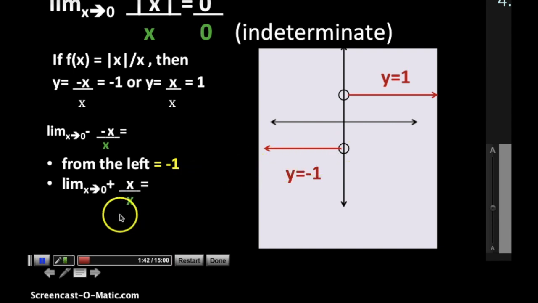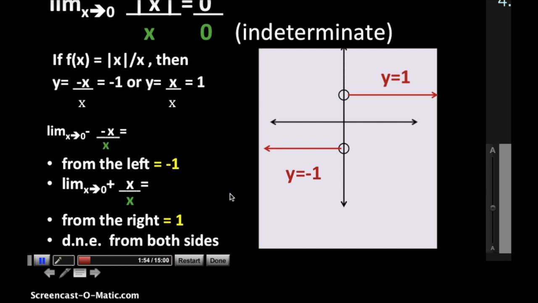Turn it around, what if we approach it from the right-hand side of 0? In that case, it's x over x, which is 1. So from the right-hand side, the limit is 1. If I approach it from both sides of 0, that would be the original problem up here from both sides of 0. The limit does not exist, D and E.